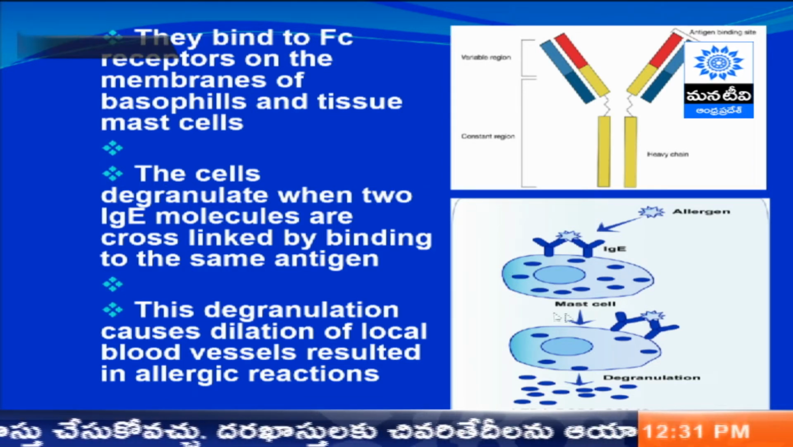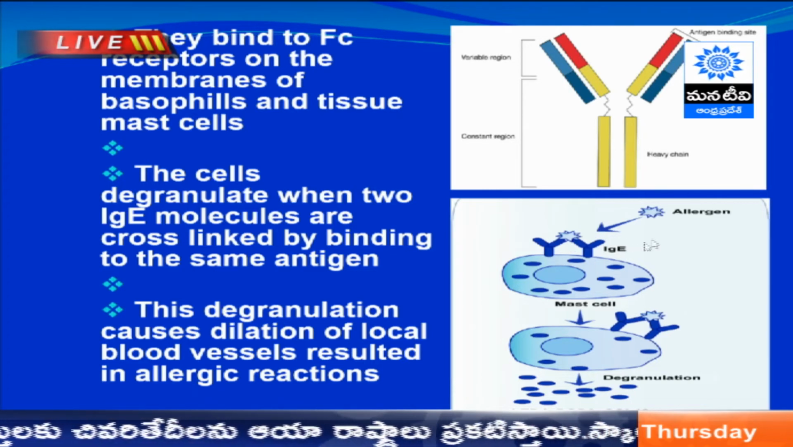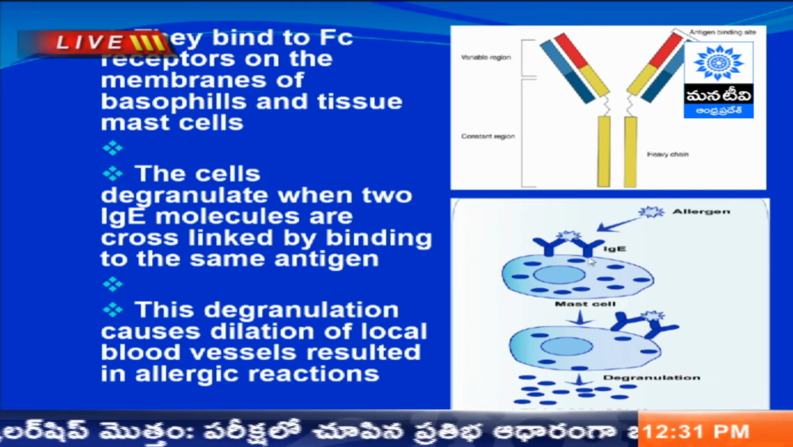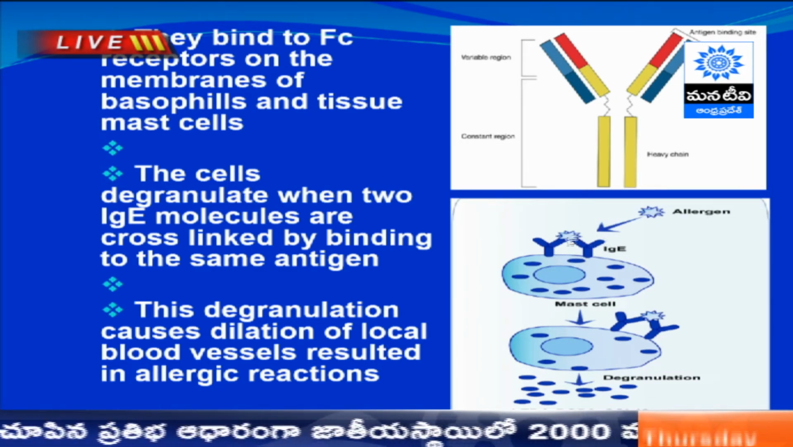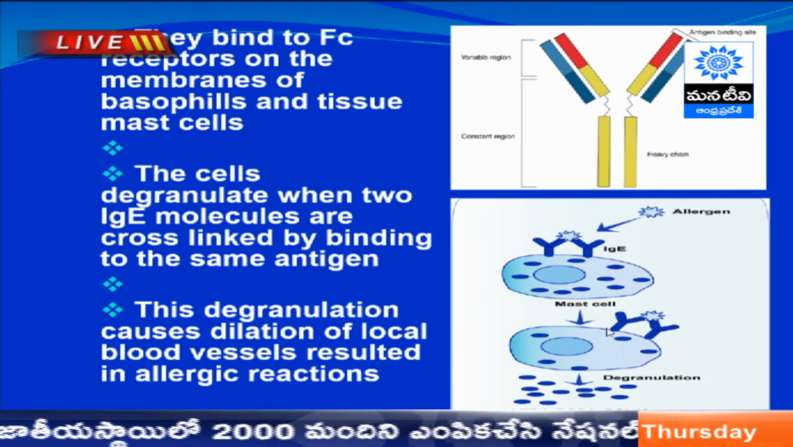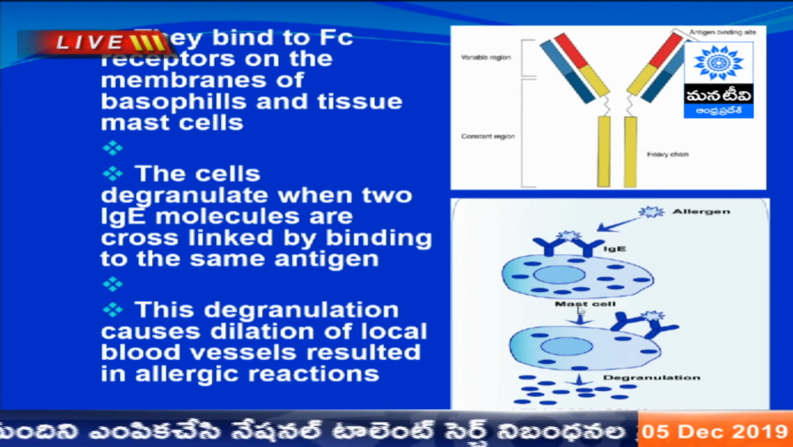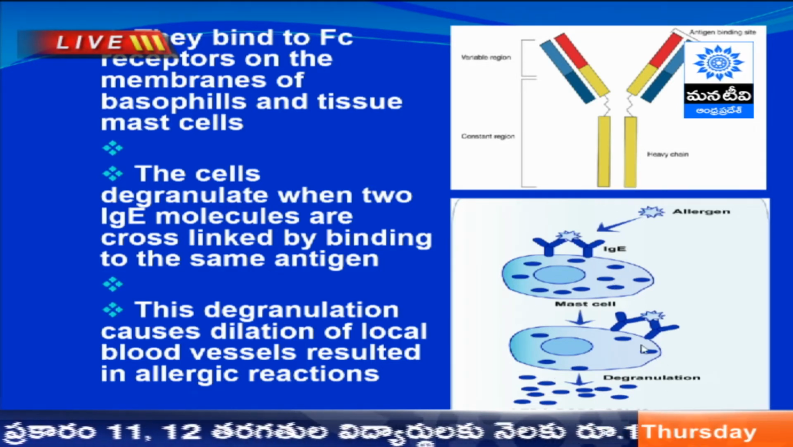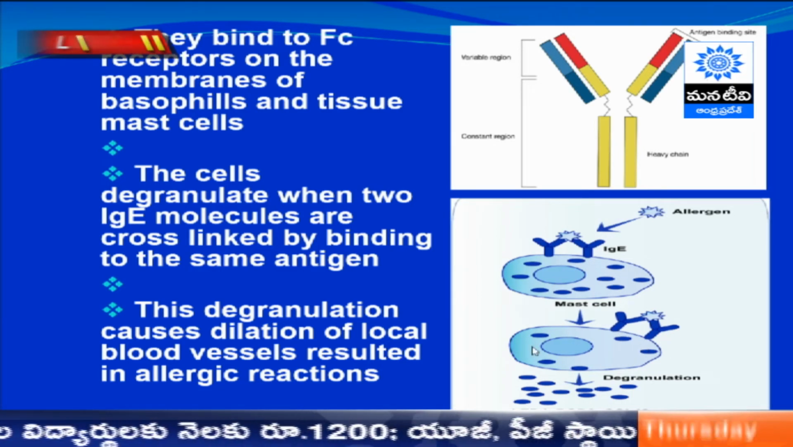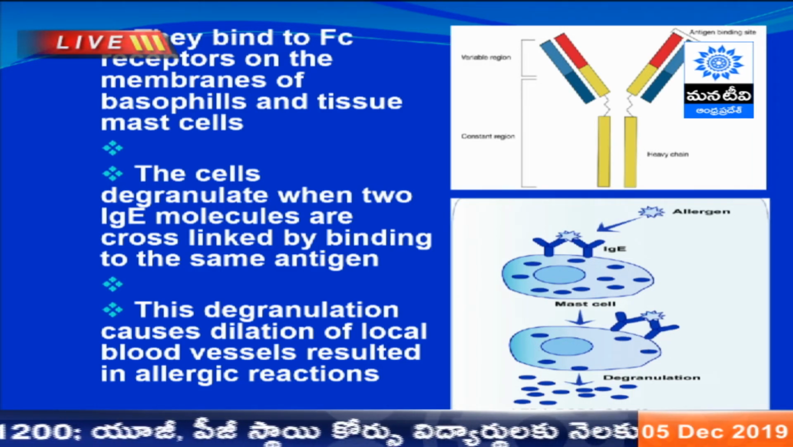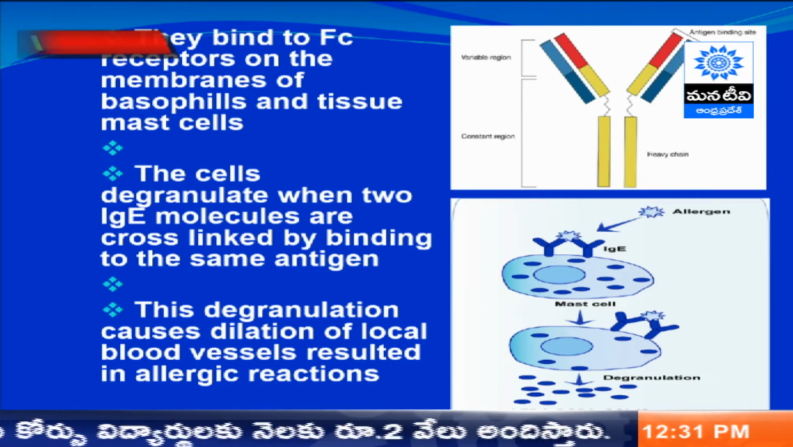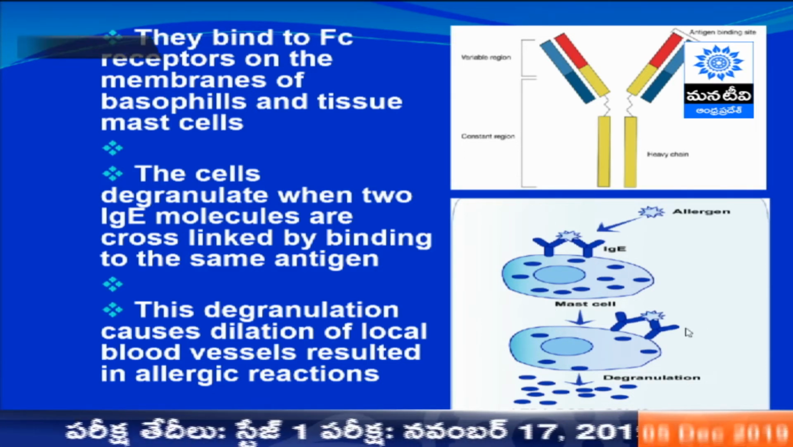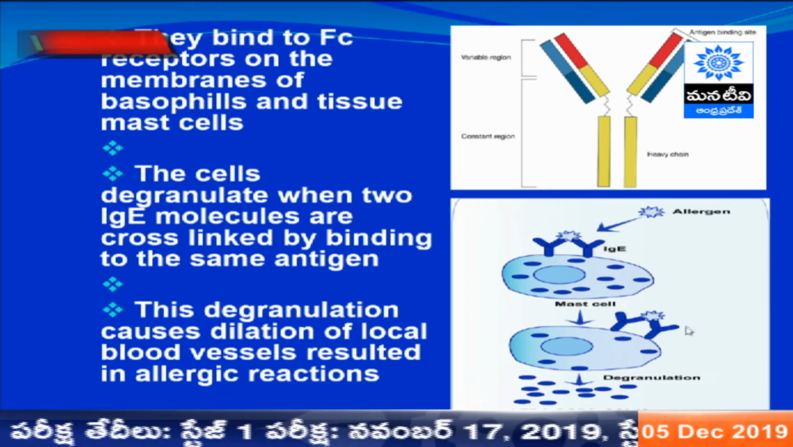When an allergen enters the body, the antibody binds to the mast cell, and by cross-linking of these cells, it induces an immune response by degranulating the mast cell. The degranulation of this mast cell leads to vasodilation, or dilation of the local blood vessels, resulting in allergic reactions. Here you get the mechanism of the mast cell degranulation in this picture.